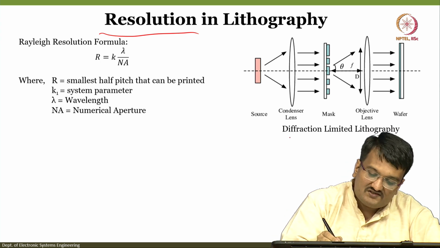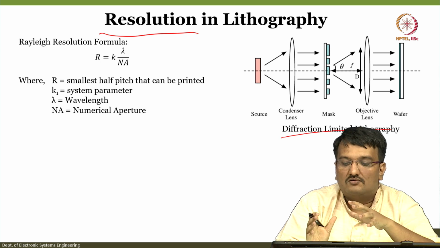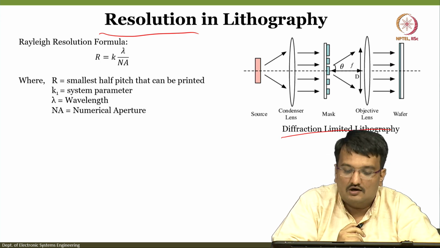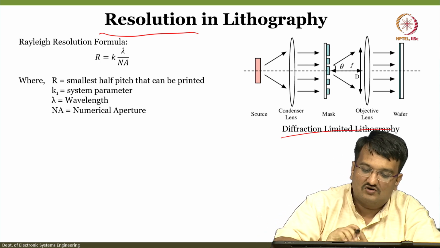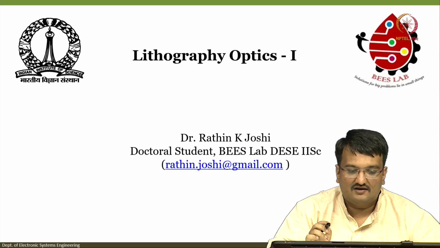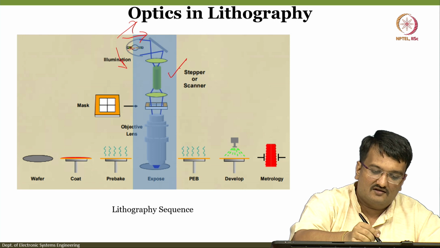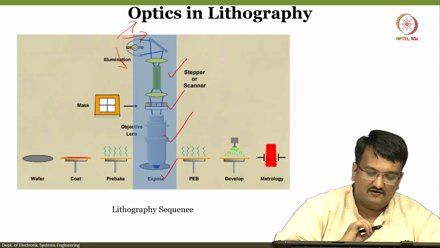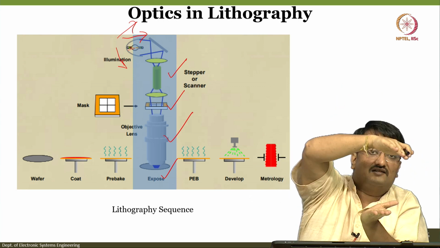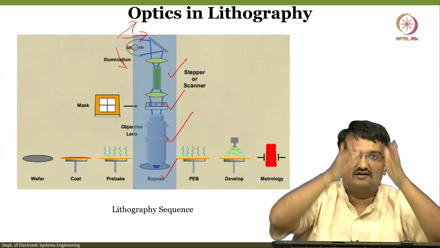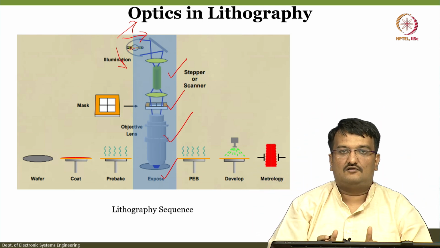This is the simplest yet most informative kind of illustration of diffraction limited lithography. Okay, so you see here there is a source, and before I explain anything I want to tell you: this is the source, this is the condenser lens, this is the mask, this is the objective lens, and this is the wafer. The same thing you can see in this fashion, rotating it and showing it like this. It starts from source to wafer, top down.